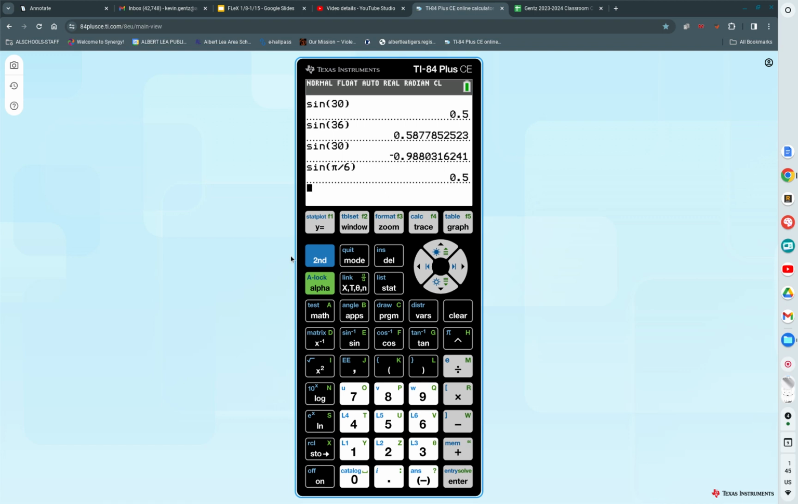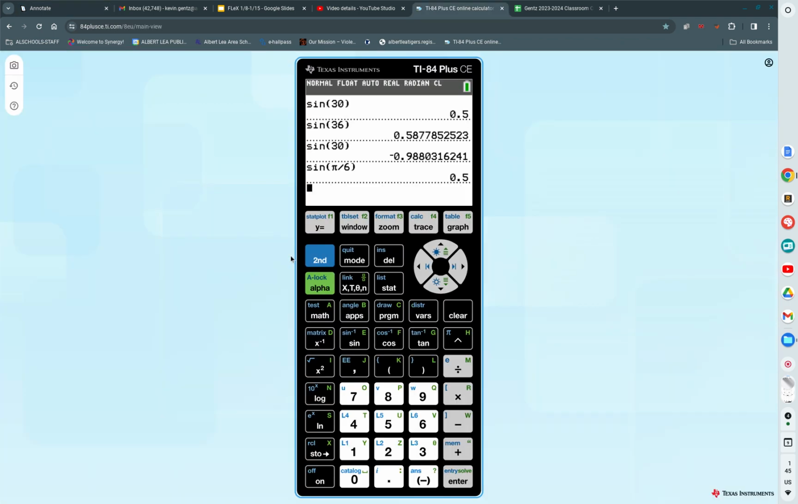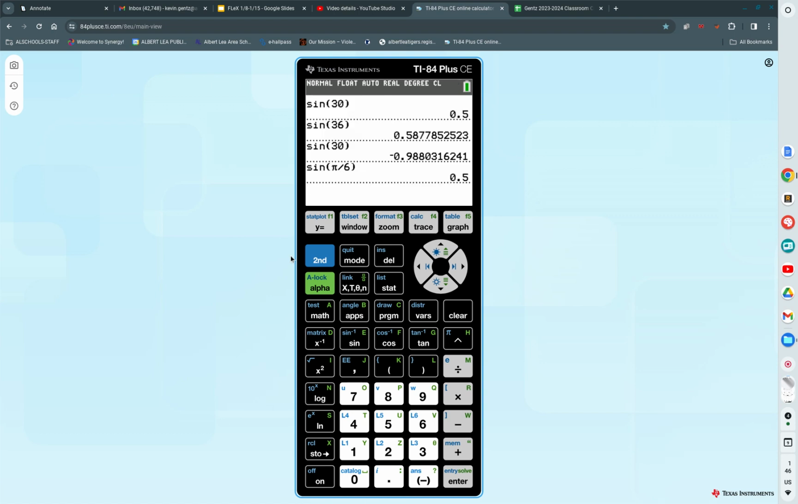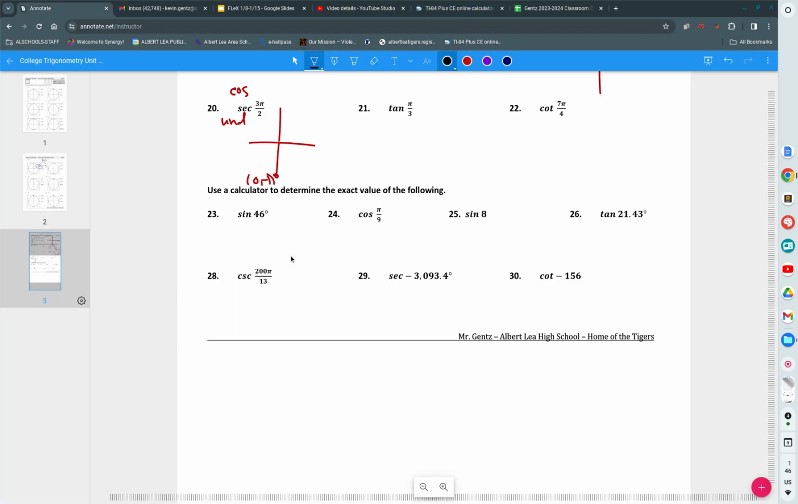Okay, so as we go to this part of your assignment, it says use a calculator to determine the exact value of the following. I have sine of 46. Is this a degree or is it a radian? It's a degree. It has a symbol by it. I simply just go to my calculator. I'm in mode, and I change my mode to degrees. And I press the sine of 46. And I press enter. I get 0.7193. For trig values, you like to go to 4 decimal places, 0.7193.